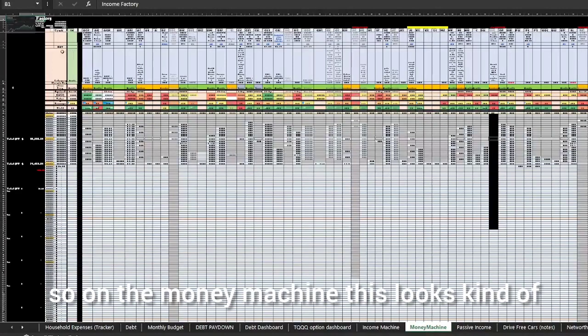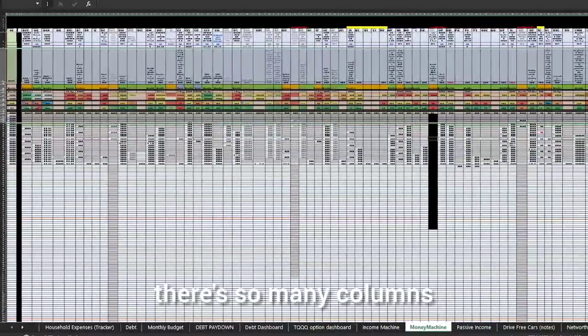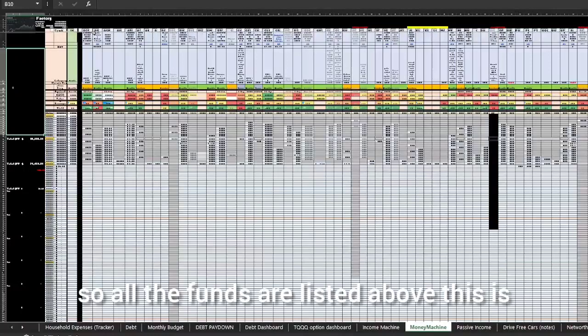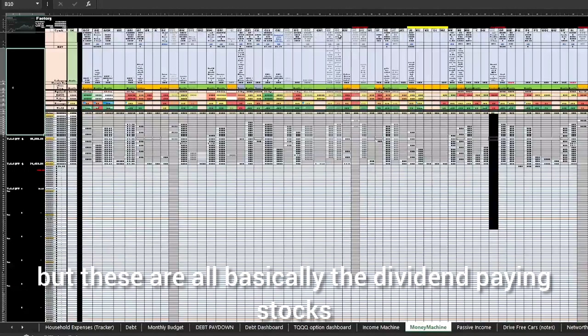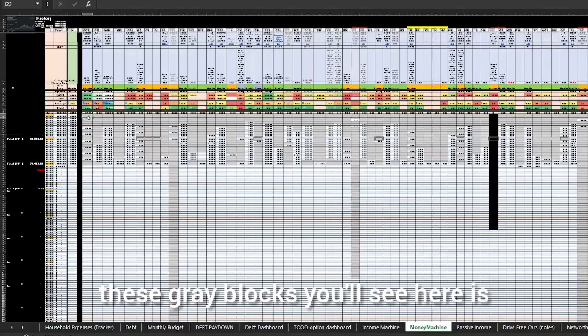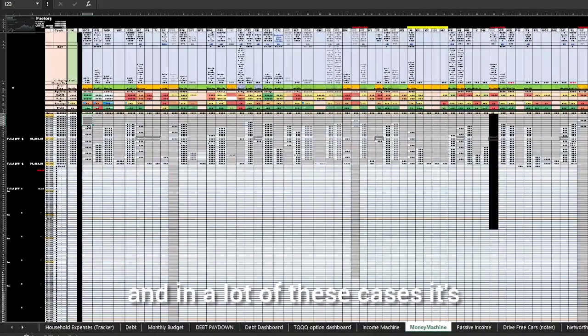So on the money machine, this looks kind of like a rent roll in a way. You can see there's so many columns because I do have a lot of funds in there. All the funds are listed above. This is my rental unit in green, but these are all basically the dividend paying stocks. These gray blocks you'll see here are where there has been no payments. And in a lot of these cases, it's because I didn't own the stock.